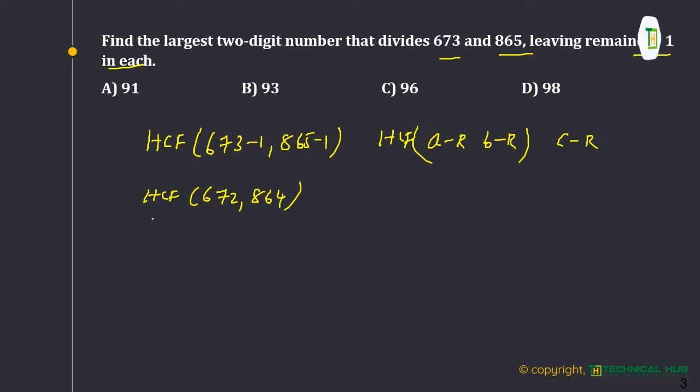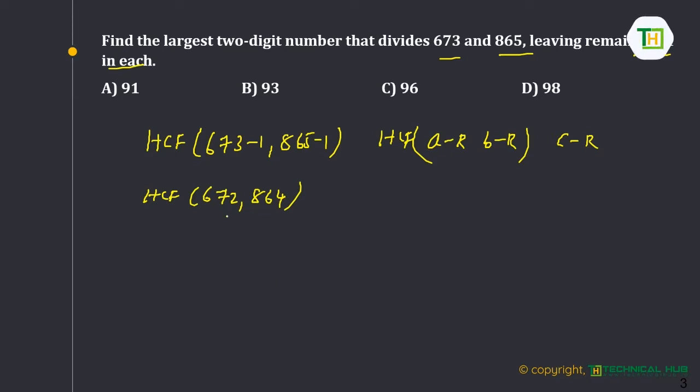Either you have to follow the long division method or prime factorization method, or the shortcut method is also there. Here only two numbers are there, so it is better to follow the shortcut method instead of the division method. But the prime factorization method is difficult for these numbers, because 672 and 864 are three-digit numbers, and converting them into prime factorization is somewhat difficult. So either follow the long division method or the shortcut method.